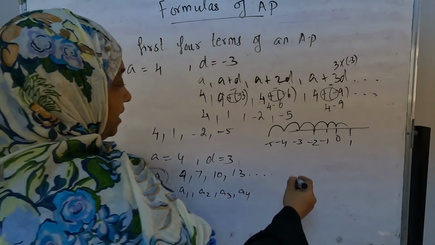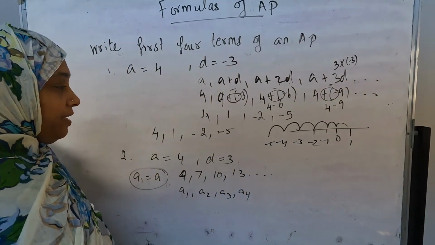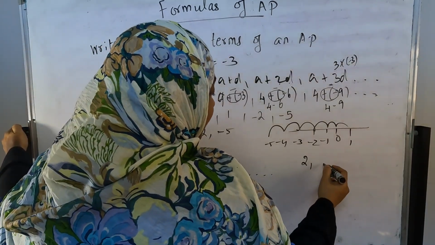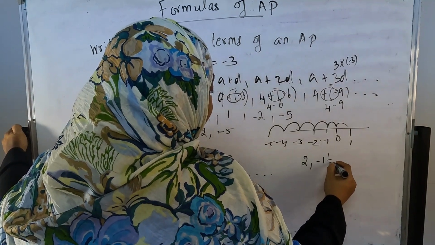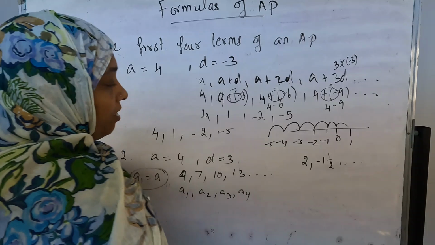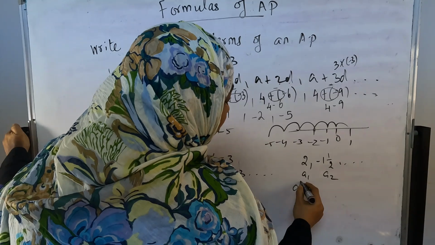Suppose they are asking us with a first term of 4. Always you are using 4, so we will change some number. So 2 comma, the next number is minus 1 by 2, like that. If they ask to find the common difference, what is the common difference? a1, a2. What is the difference formula?